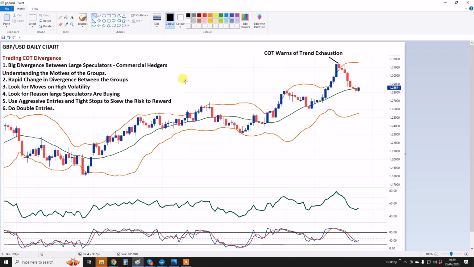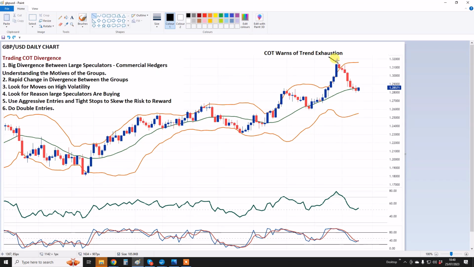What's the reason? We know the reason here is the large speculators were looking forward to UK CPI and saying, well, UK CPI will be really strong. Bank of England will have to hike rates aggressively. That gets priced in, and then you see the pound fall back on a CPI report that didn't meet their expectations.